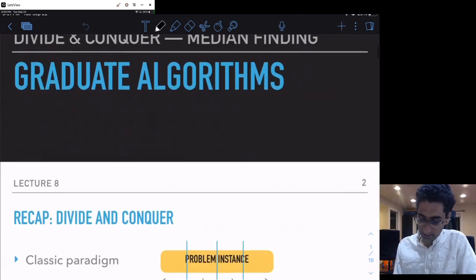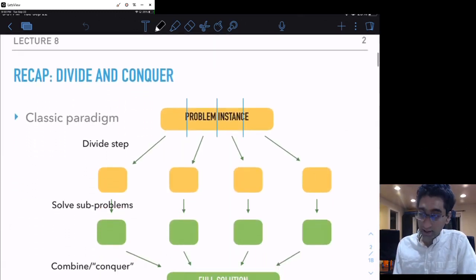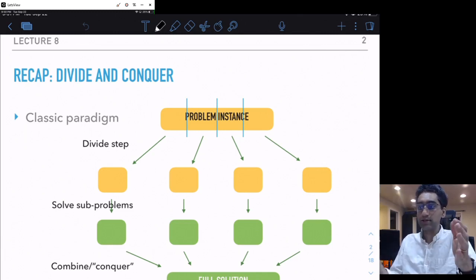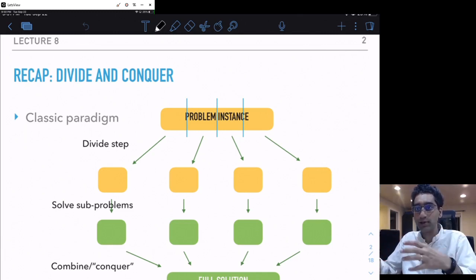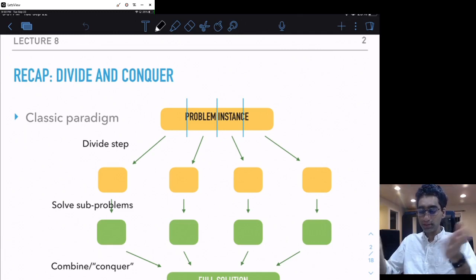Okay, so just to recap, divide and conquer is a very general paradigm of which we saw multiple examples in class. You've got a problem instance, a large instance. You break it up into smaller sub instances. That's called the divide step, and you solve these sub problems. And often these problems are solved recursively, which means that they get further divided and so on. Okay. And so now you take the solutions to these individual subproblems and you combine them all to a solution to the full instance.